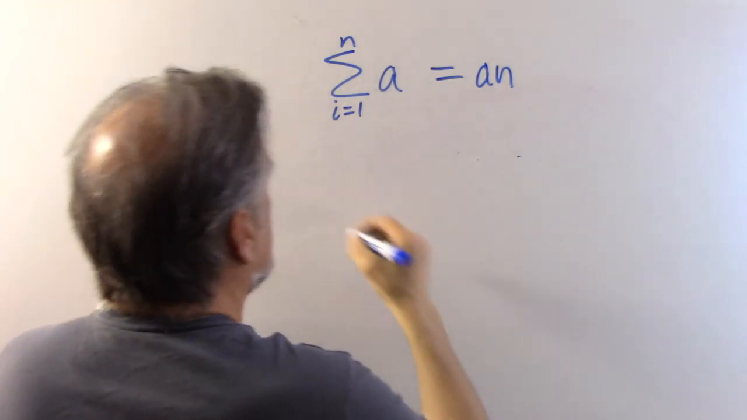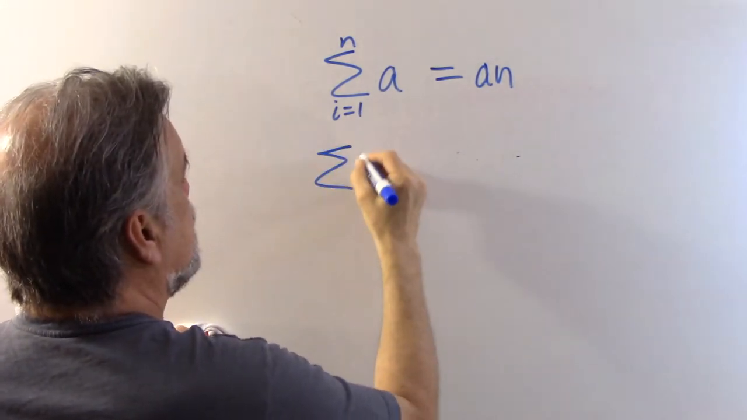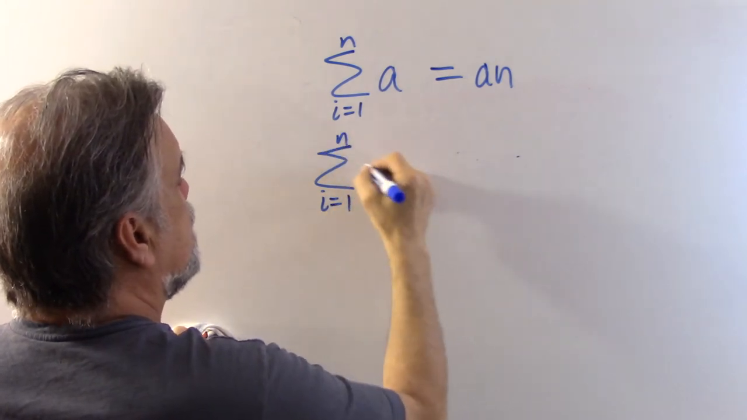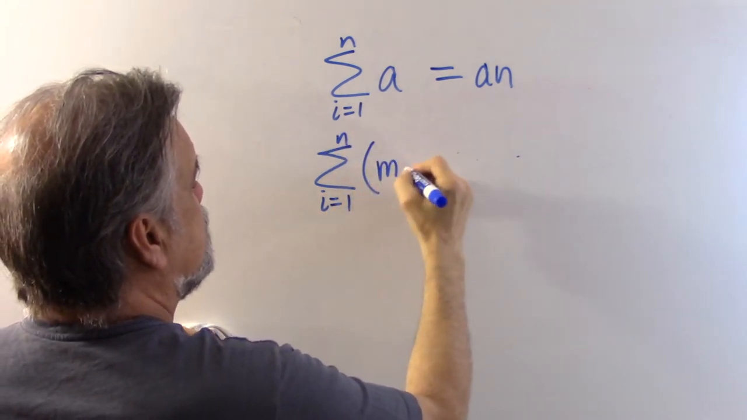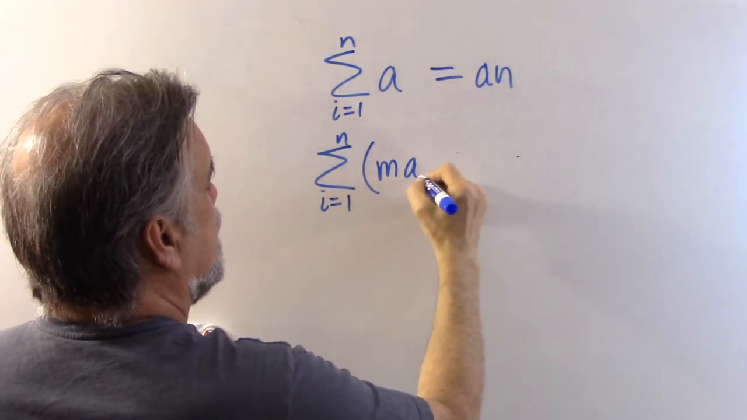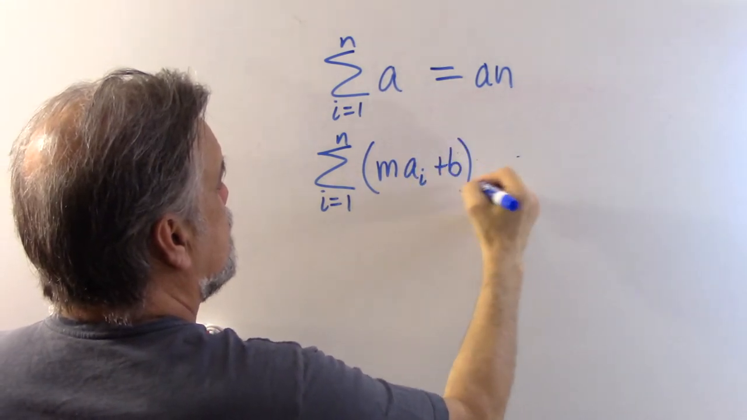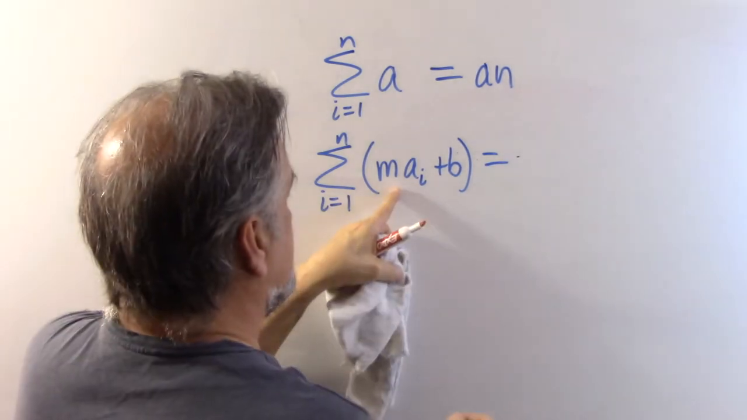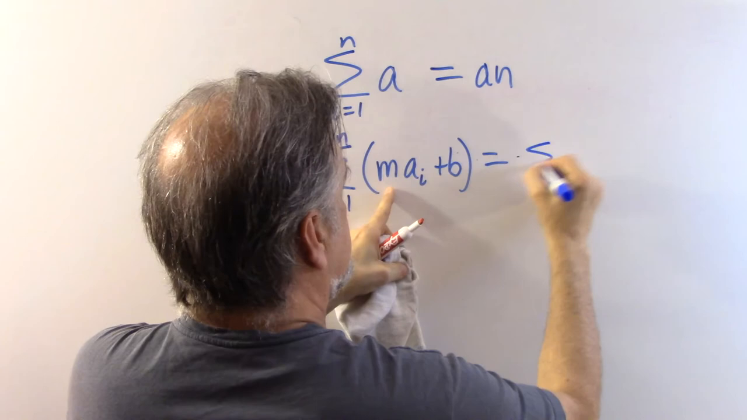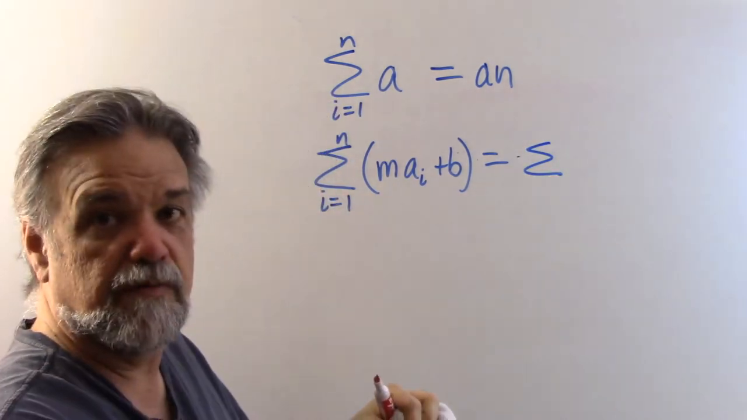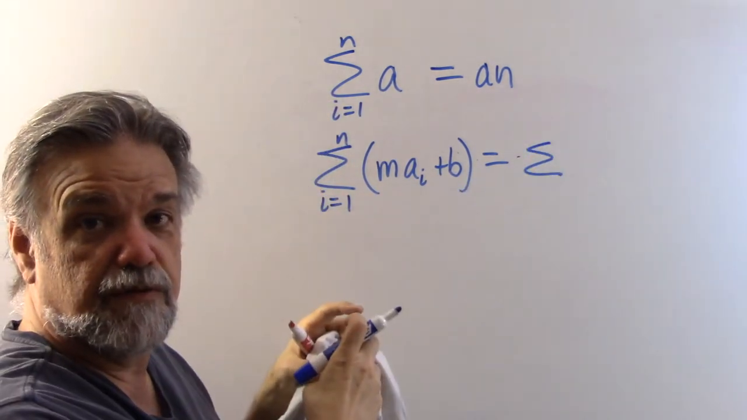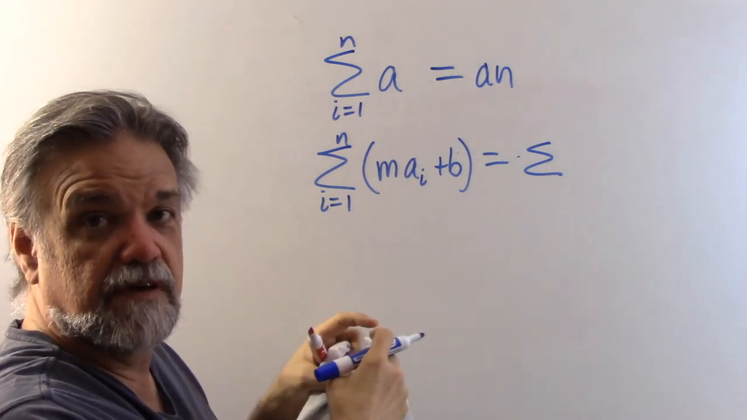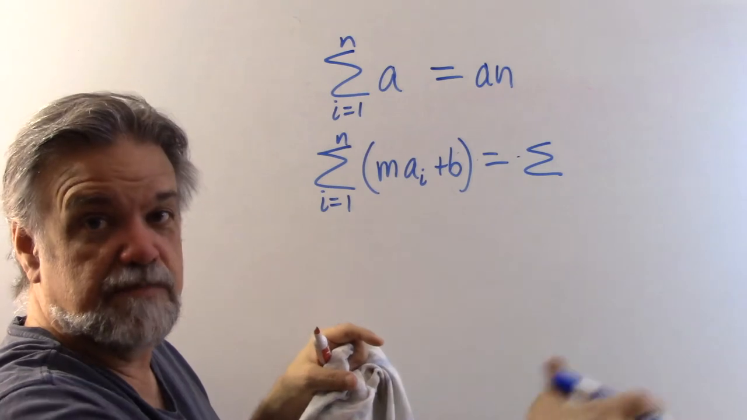Another thing is, if you have the sum, let I go from 1 to n, of m times ai plus b, well, that's going to be the sum. I can just split these sums apart. Remember what I did last time? I took all the 3 times my series, and then I subtracted the 2 times n at the end.